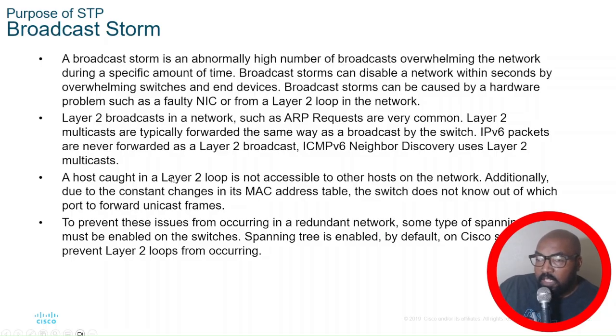A host caught in a layer 2 loop is not accessible to other hosts on the network. Additionally, due to the constant changes in the MAC address table, the switch does not know out of which port to forward the unicast. So it has no idea, so it's going to flood it, right? It's going to send it out. To prevent these issues from occurring in a redundant network, some type of spanning tree must be enabled, right? So we have to be able to mitigate some of that.